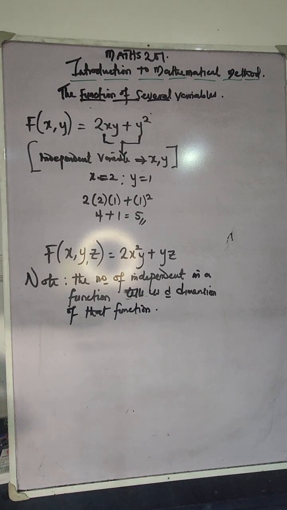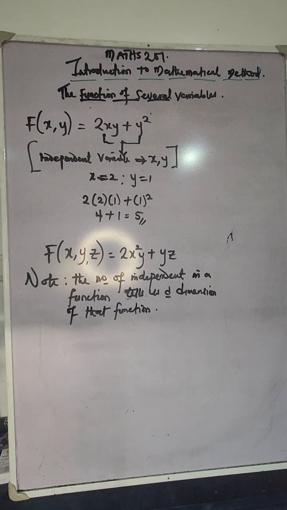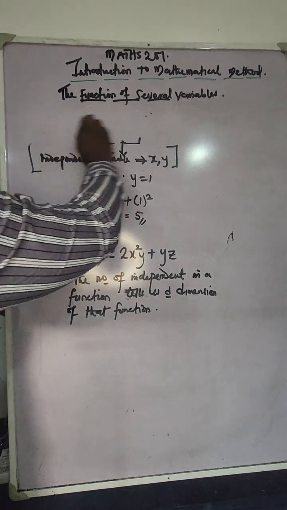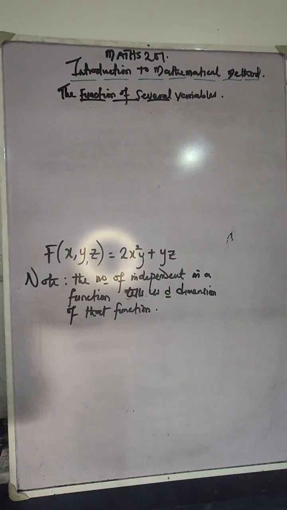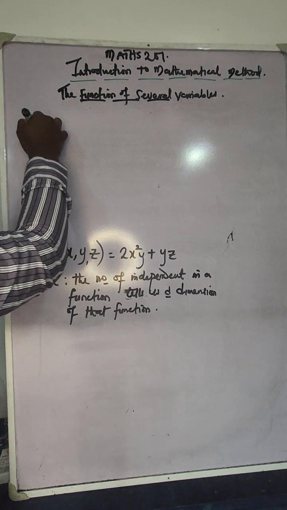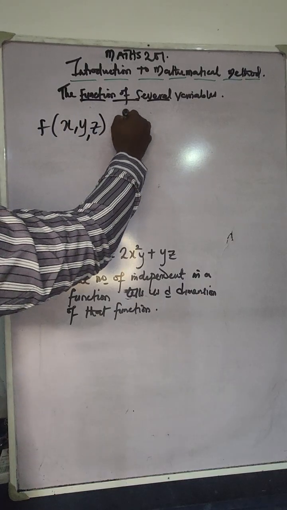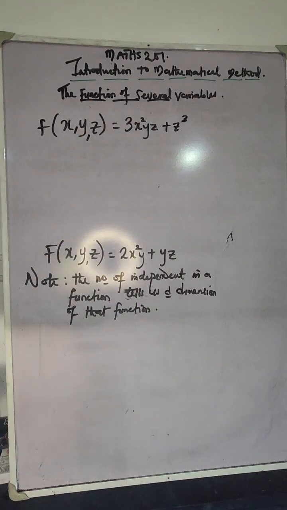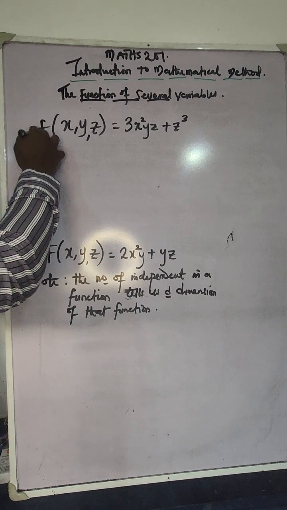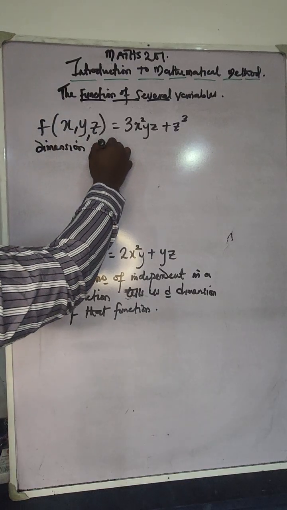So the number of independent variables present in a function tells us the dimension of that function. And so what do we say? We said, for example, if we have a function containing x, y, and z equals 3x squared yz plus z cubed, it means the dimension of this function is 3.